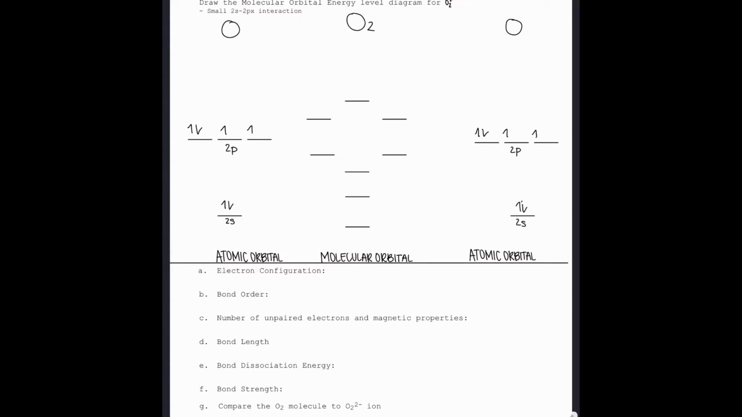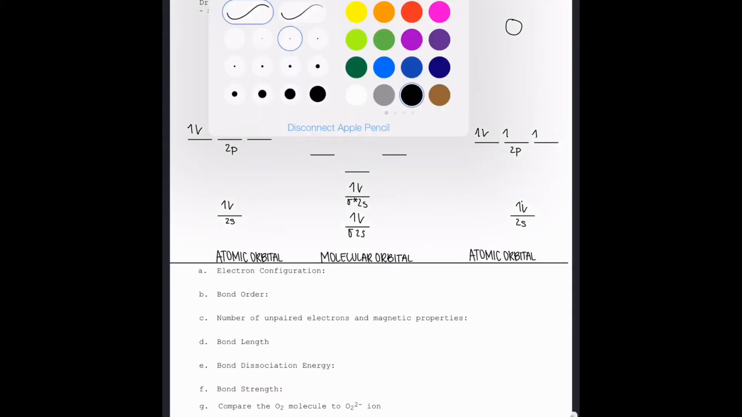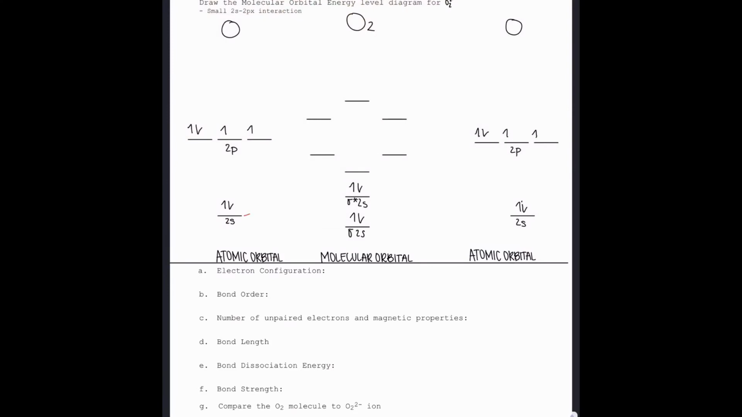Now that we have our valence electrons drawn in, we will start filling in the molecular orbitals. First, we will start with the sigma 2s orbital, where we will add 1 electron from each O atom in the 2s level. 1, 2. And then we move on to our anti-bonding orbital, which would be sigma star 2s, where we will add the other 2 electrons. 1, 2.